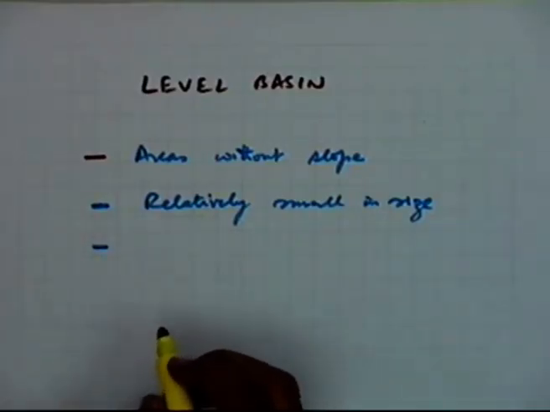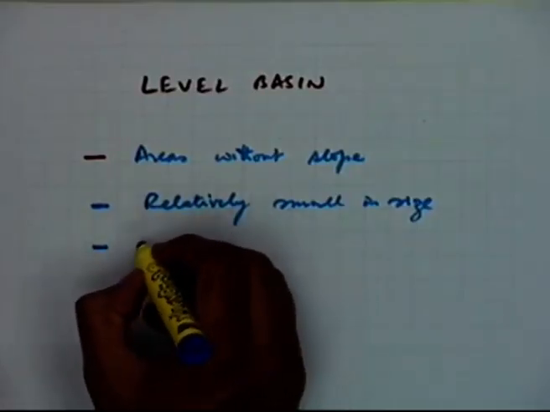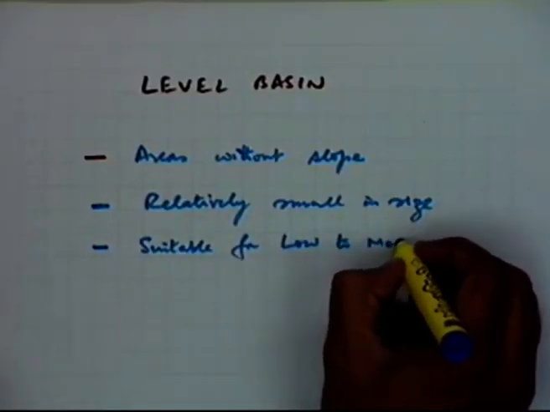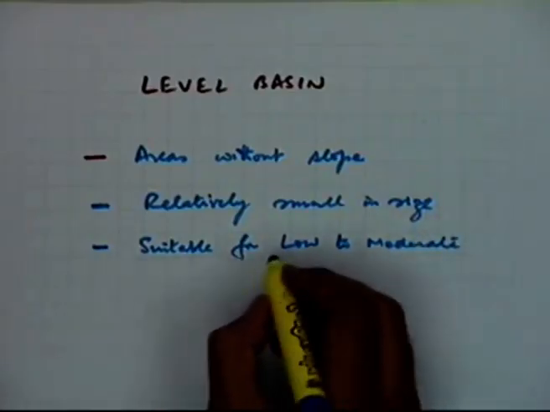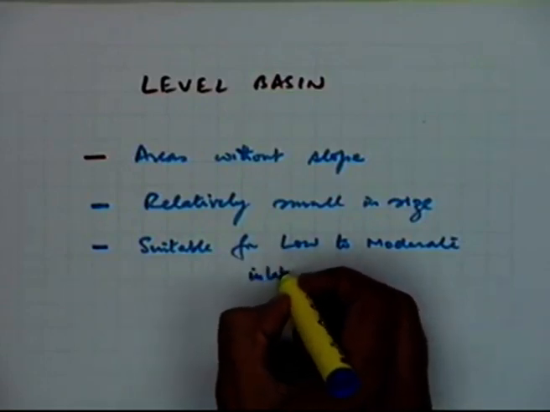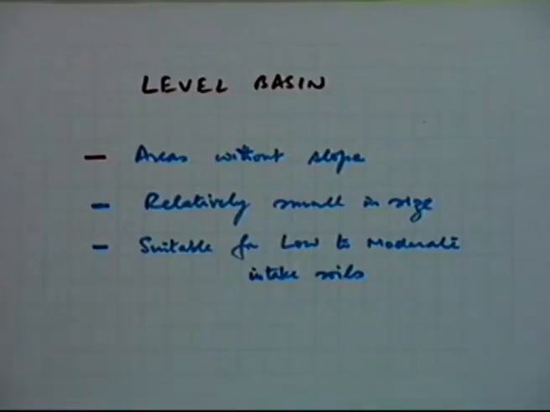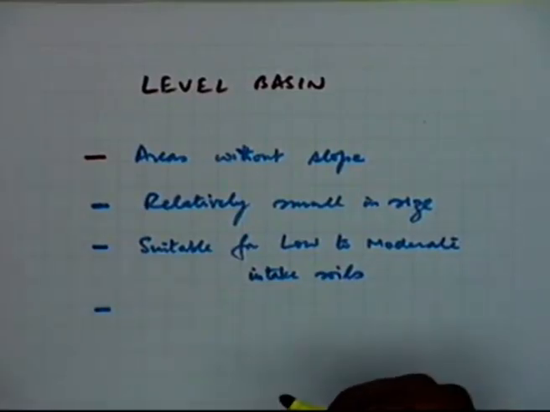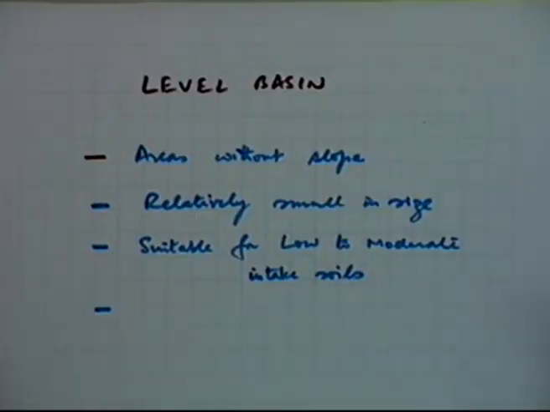In terms of suitability, they are suitable for low to moderate intake soils. So for those soils where the infiltration rates are relatively low, you can make use of this system. The shapes of the fields are normally rectangular, but the lengths are not as big as in border irrigation, because you are trying to flood these areas.